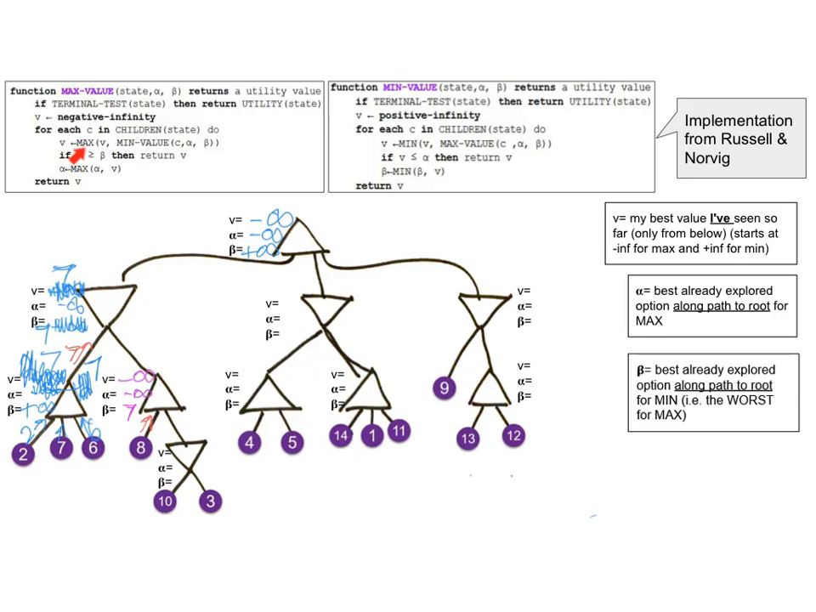And v is going to get whatever's bigger, 8 or v. Well, v is negative infinity, so 8 seems bigger to me. So v is no longer negative infinity. V is now 8. Now, check this out. If v is greater than or equal to beta, let's see. 8 is, in fact, greater than or equal to beta. So what this tells us is forget about doing anything else in this function. Just stop the function, return v, right?